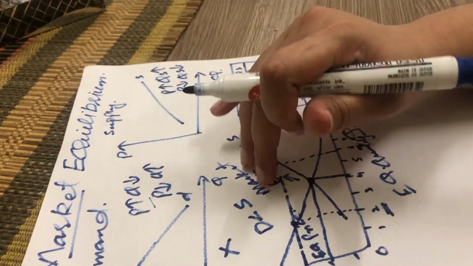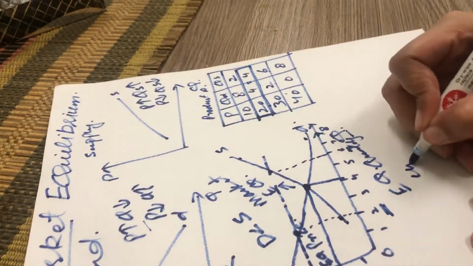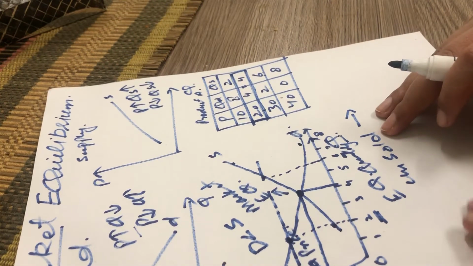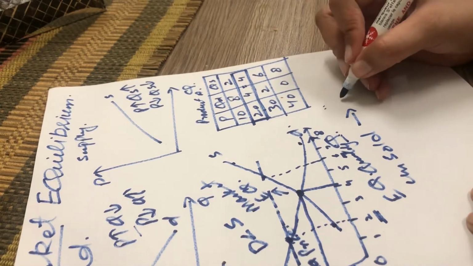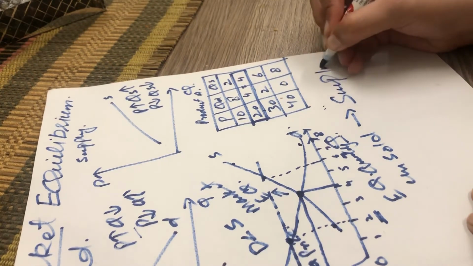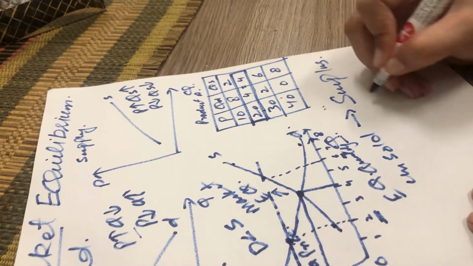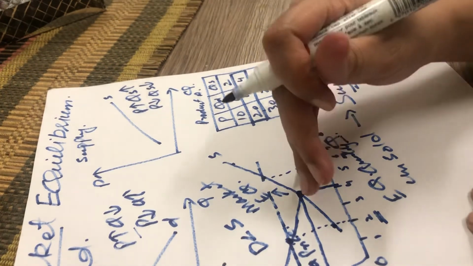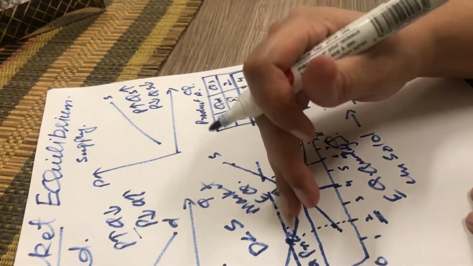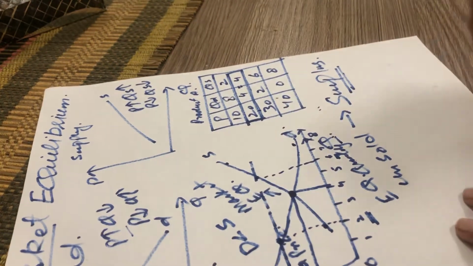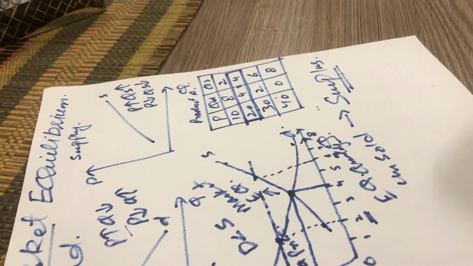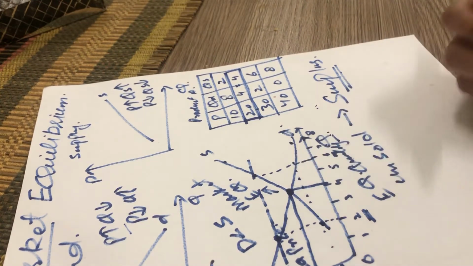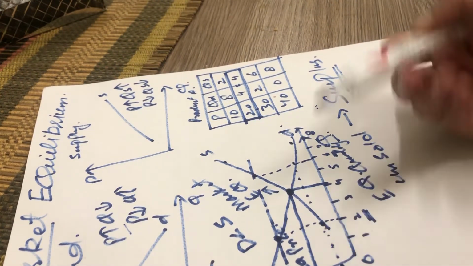If this is the scenario, it means that things are remaining unsold in the market. When things remain unsold in the market, this is creating a surplus. This situation is called surplus, when things are remaining unsold in the market. So if the price is above the equilibrium price, this will be known as surplus. Okay, let's look into the other side. If the price is below the equilibrium price, let's say it is 10.